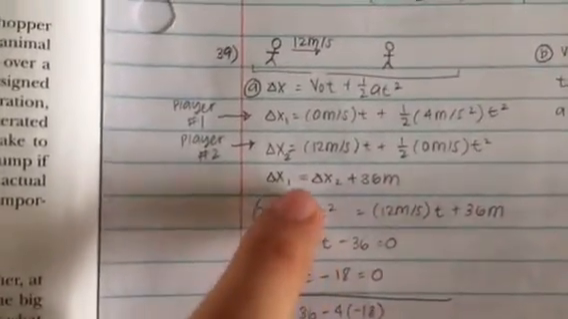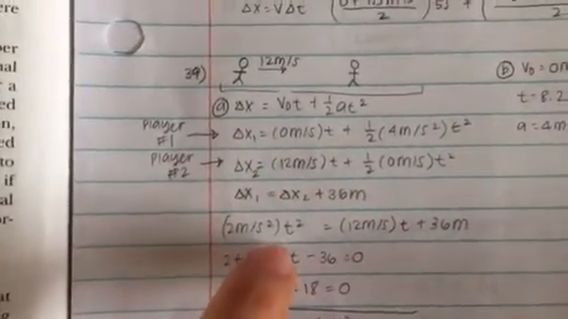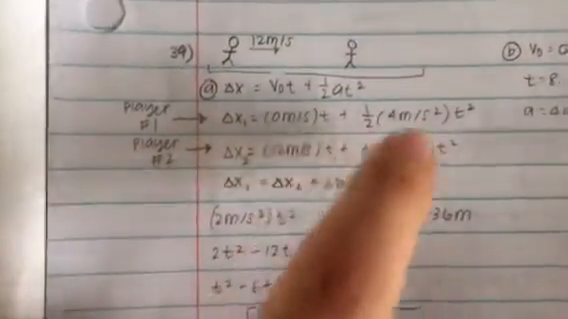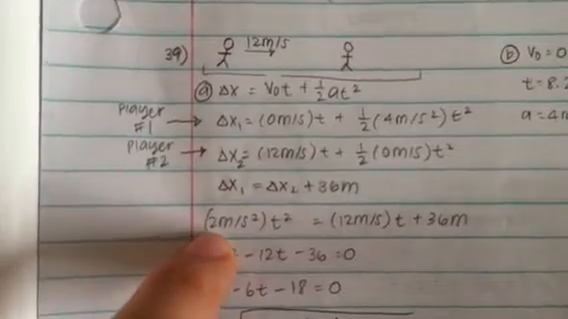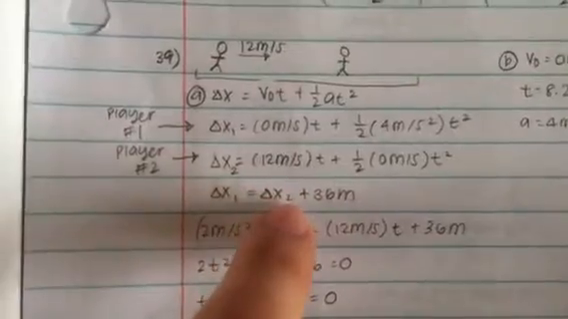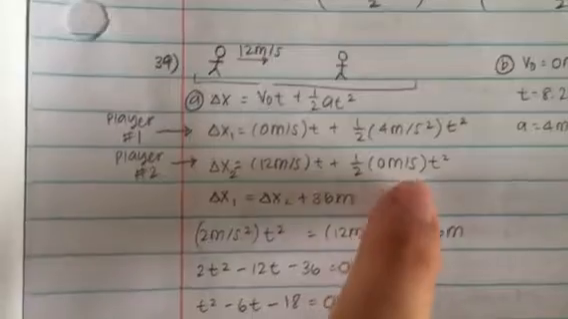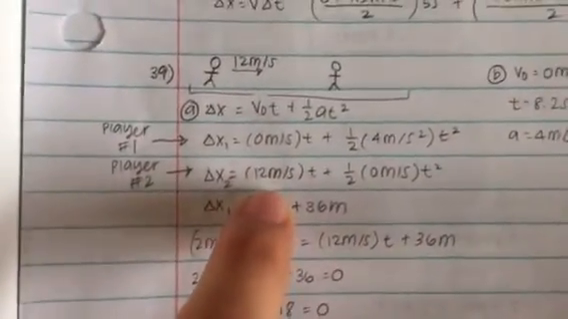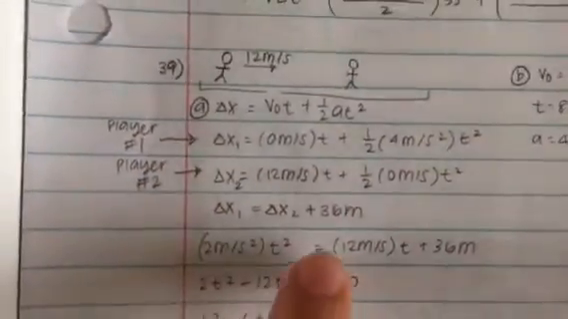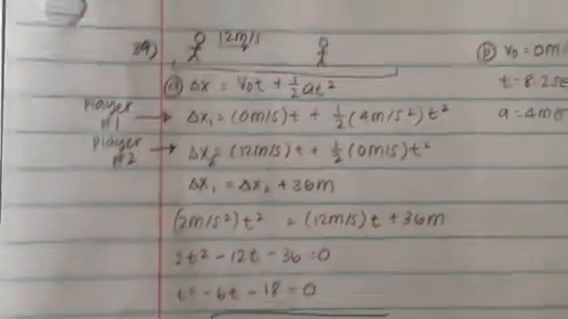So then you would simply plug these values into this equation. If you multiply 4 meters per second squared times a half, that gives you 2 meters per second squared times t squared. And then you would plug in delta x2, because 1/2 times 0 times t squared cancels to 0. You would just have 12 meters per second times t, and then plug that in for delta x2, plus 36 meters, just that part right there.